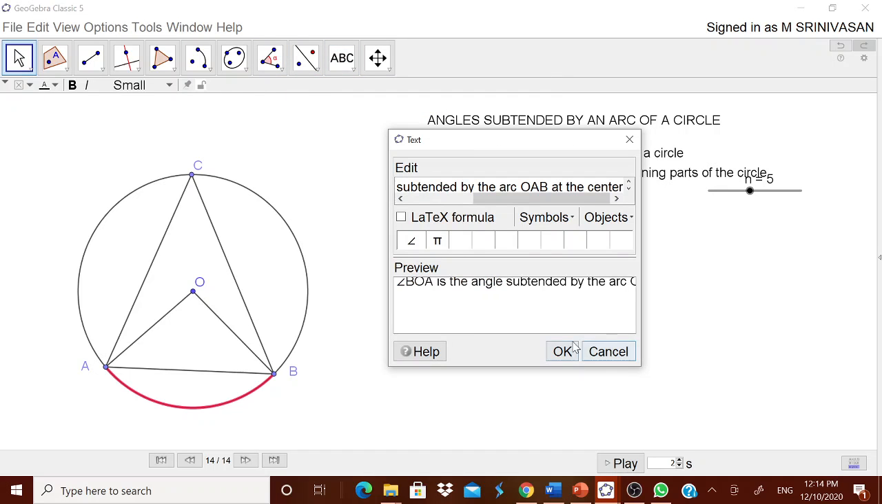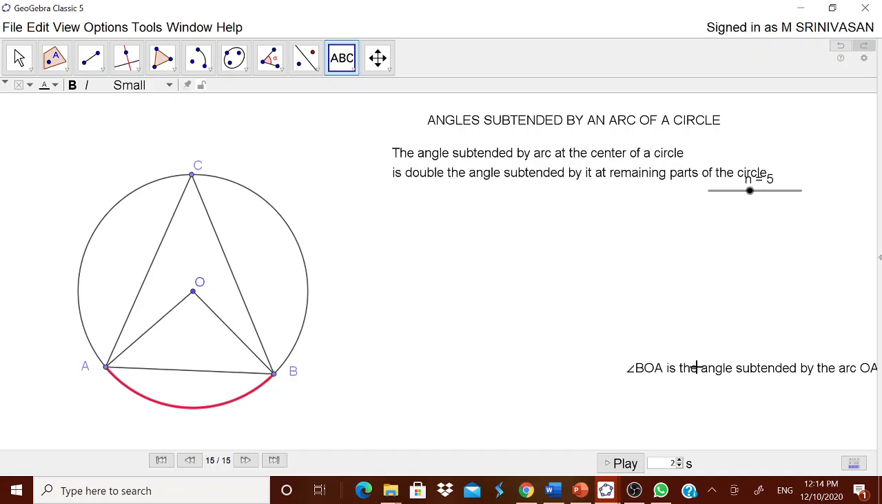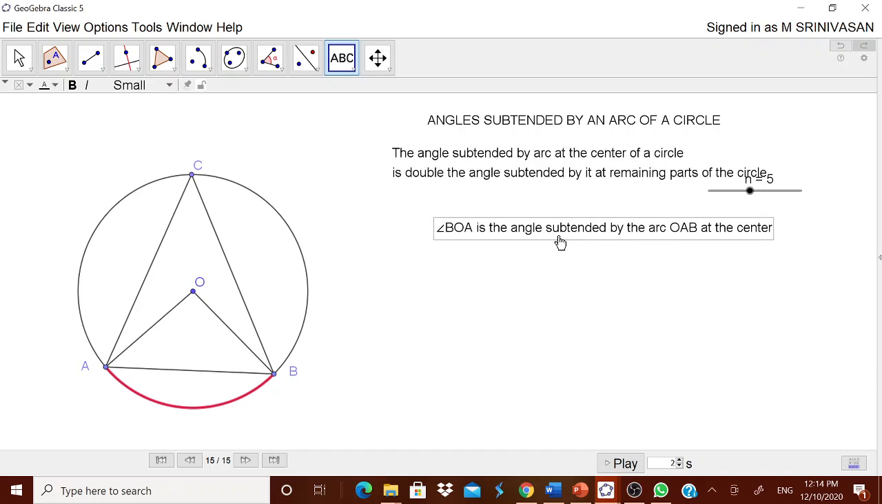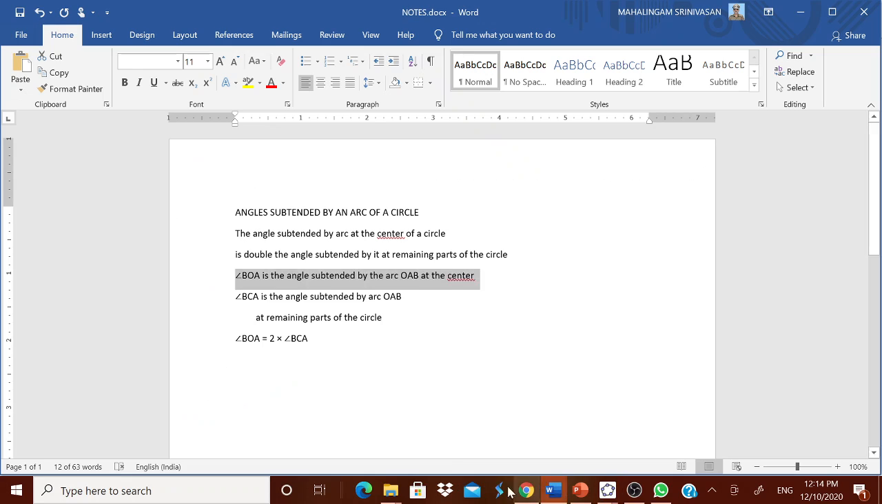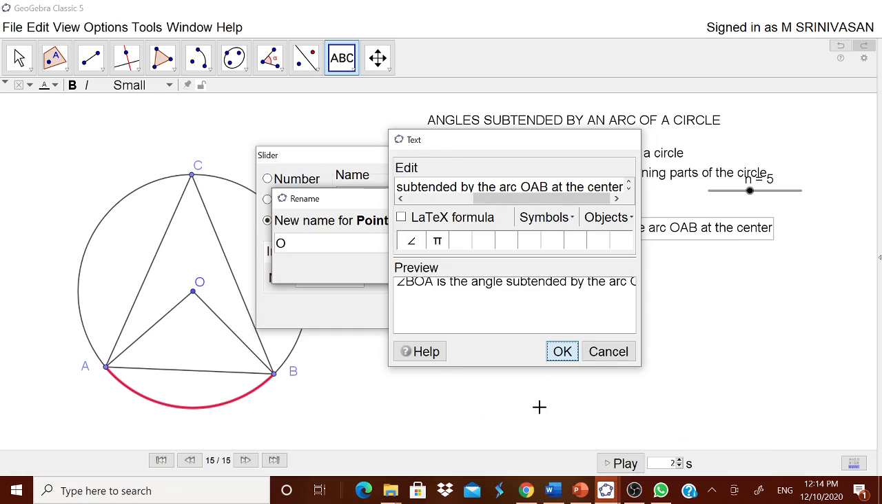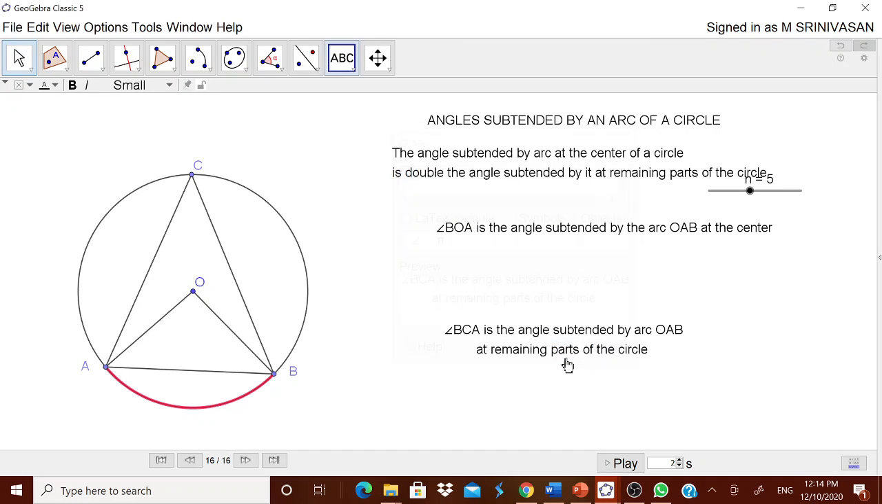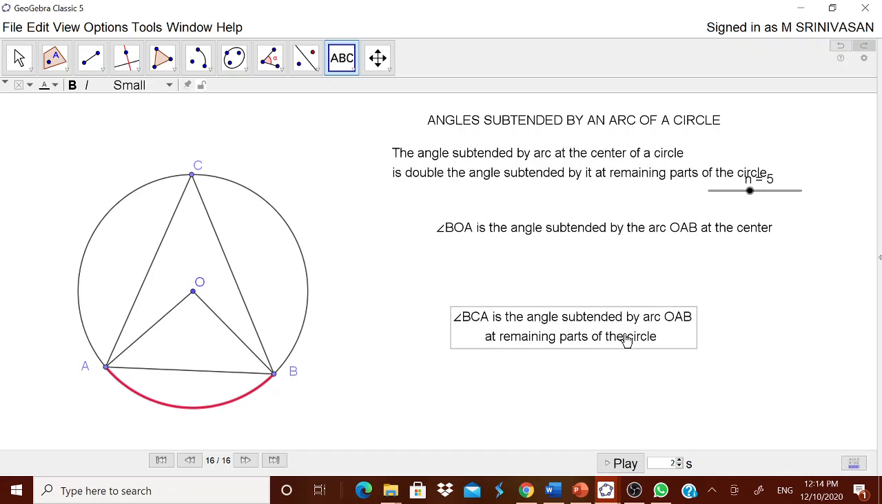Therefore, first I am making the statement angle BOA. I am taking it in anti-clockwise direction. Angle BOA, angle subtended by the arc OAB at the center. Now I am again going for the next statement, that is what is the other angle now. That is the other angle, angle BCA. BCA is the angle made at that.